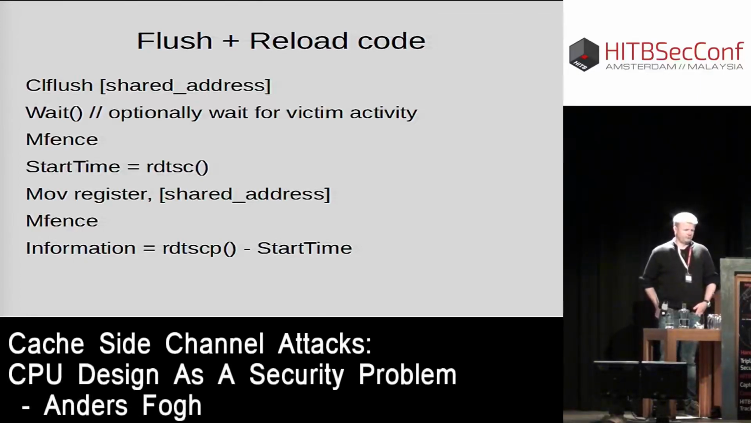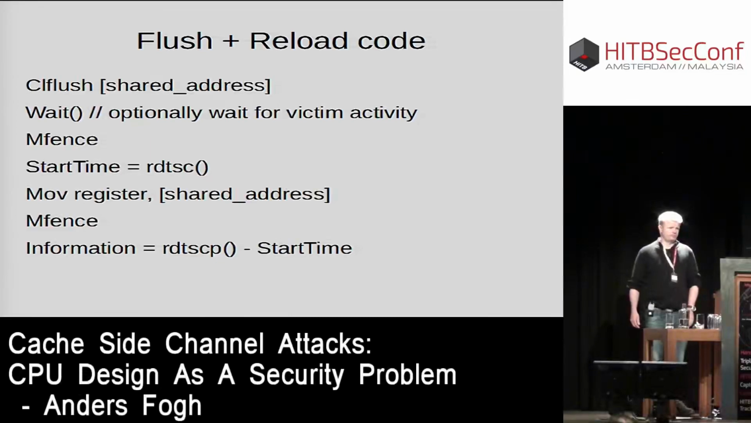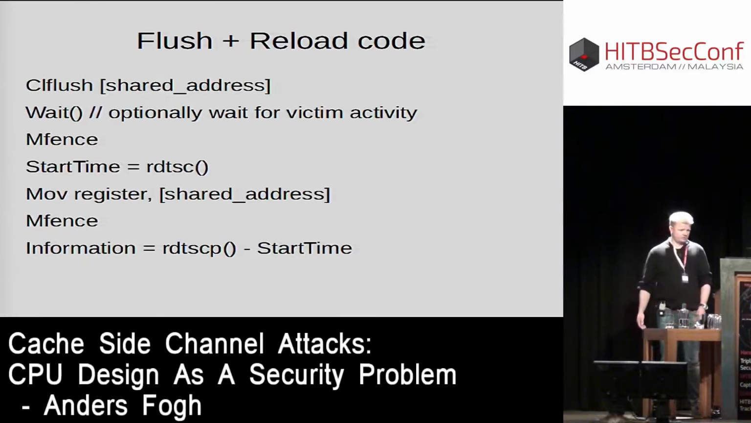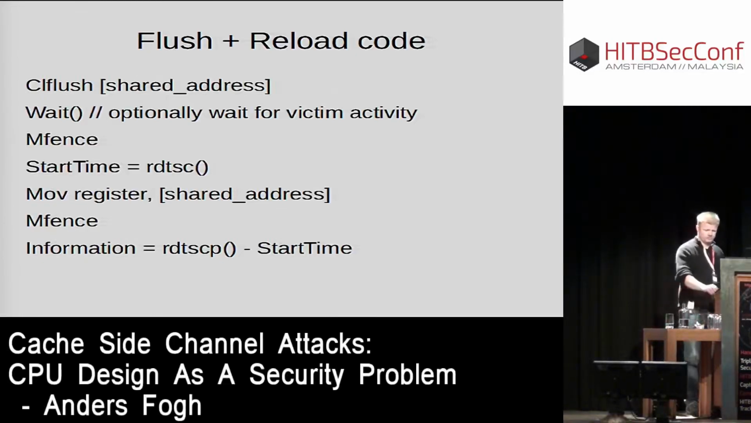Then the rest of it is just timing accessing the shared address. I do this here with a mov instruction. It could be any instruction that accesses memory. The mfence instruction is because the CPU is capable of reorganizing memory requests, and the mfence prevents that. The attack actually works without it, but it works better with it. And the rest is just using the RDTSC instruction to get time, and depending on how long it took, you calculate the information you want.